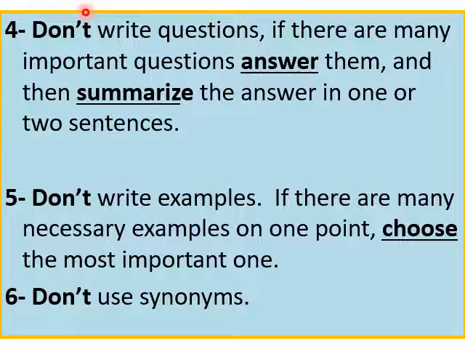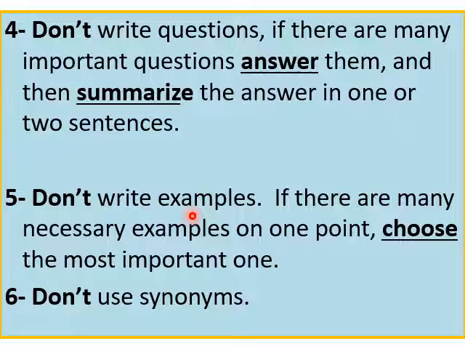We only write the important and essential information that is really needed. Number 5, don't write examples. If you have many examples in your original text, don't write them. When you read, you may feel that every sentence and every example is important, but actually not everything is important.